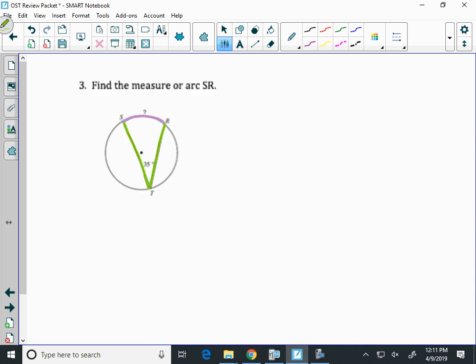So in order to find out the arc, what do we have to do with 35? Times it by what? 2. What's 35 times 2? 70. So whenever you're given an inscribed angle and you're asked what's the arc, double it. And that's your answer. Vice versa, if you're given the arc and you want to find the angle, cut it in half. Okay? Questions over that?